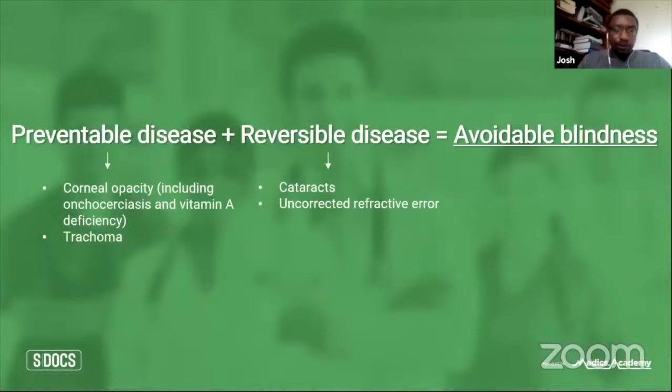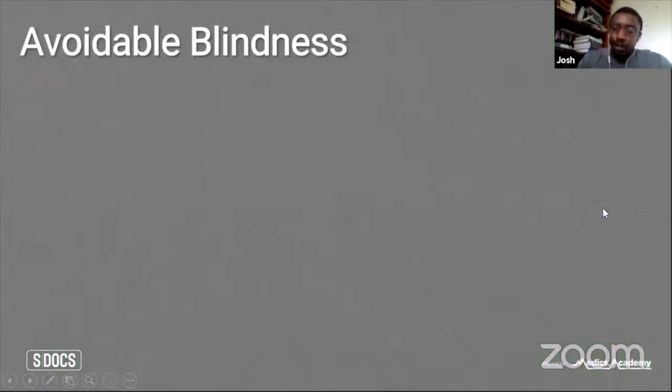So with this concept of preventable disease and reversible disease, you can start to build a picture of avoidable blindness, blindness that should be theoretically easy to intervene and prevent or treat. And yet there's a massive proportion of blindness worldwide that is avoidable. So really important concepts in global health ophthalmology: avoidable blindness.